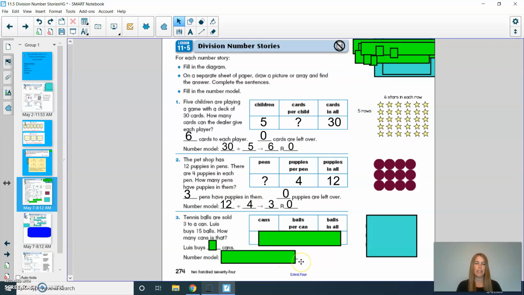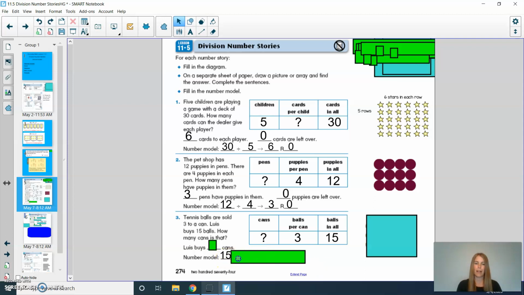For question number 3, tennis balls are sold 3 to a can. Louis buys 15 balls. How many cans is that? Filling out my diagram, I'm solving for the cans. I have 3 balls per can, and I have a total of 15 balls in all. I want you to press pause and then play when you're ready to hear the answer.